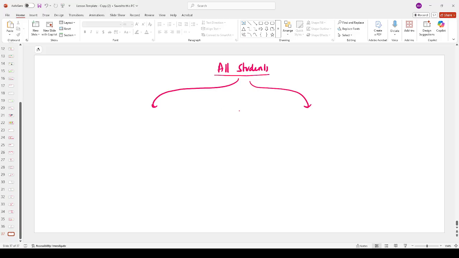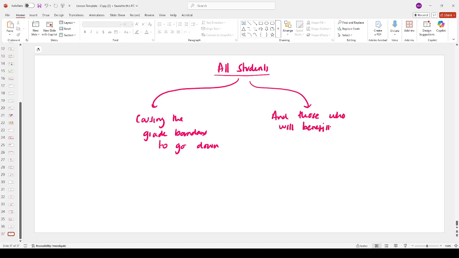All students fall into one of these 2 categories: students who are causing the grade boundaries to go down, and those who will benefit from lowered grade boundaries. Are you guys hearing this?